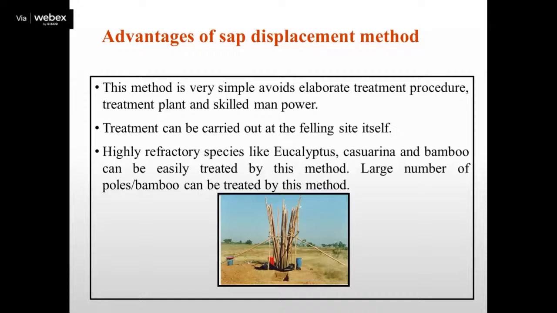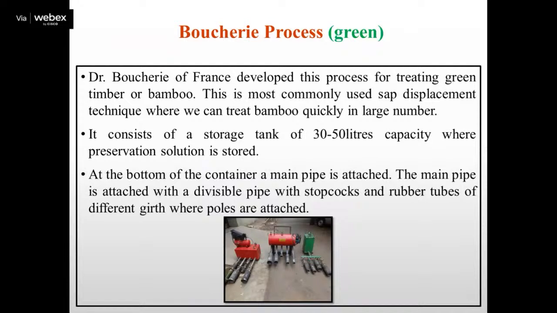So the next method is the Boucherie process. The Boucherie process requires equipment. Dr. Boucherie of France developed this process for treating green timber or bamboo. This is the most commonly used sap displacement technique, where we can treat bamboo or poles quickly in large numbers. That is, it should be in green condition.